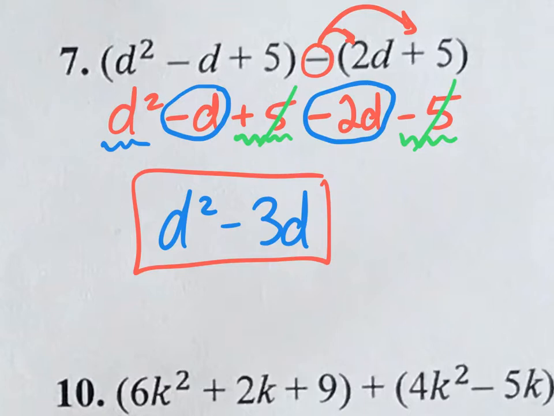What's the degree? 2. Highest exponent, right? How many terms do we have? 2. Okay. What's the leading coefficient? 1. What's the constant? Nothing. 0, right? There is no constant. Okay. What would we classify this as, first and last name? Quadratic binomial. There you go.